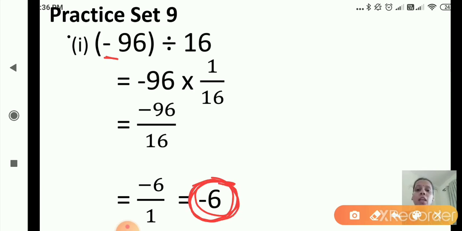If the first number is negative and the second is positive, then the answer or the quotient is always a negative number or negative integer. So practice set 9 questions can come for 1 or 2 marks. We'll give you questions, we'll ask you to do the division and click on the correct answer. So you will do the division and you will click on the correct answer. Options we will give.